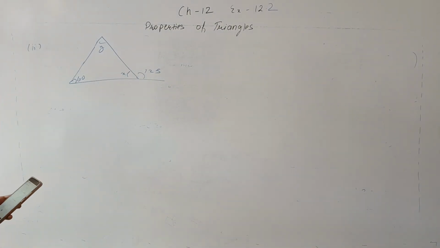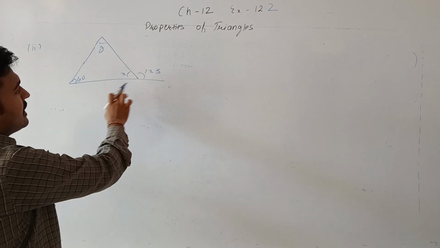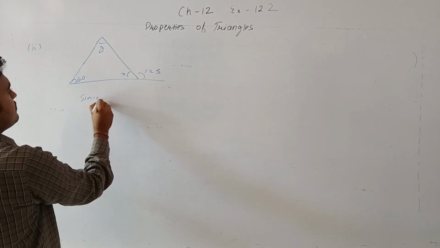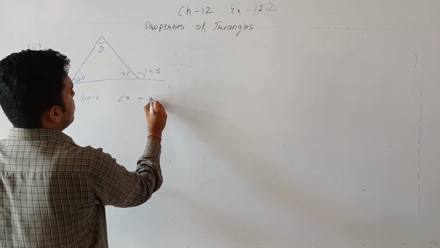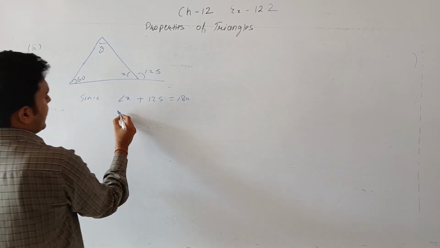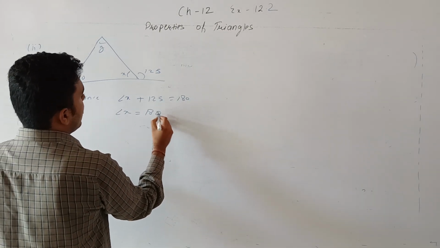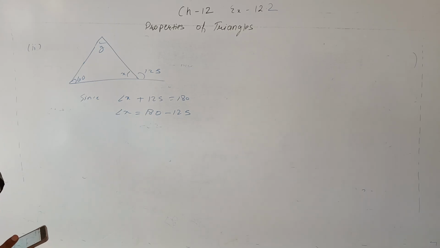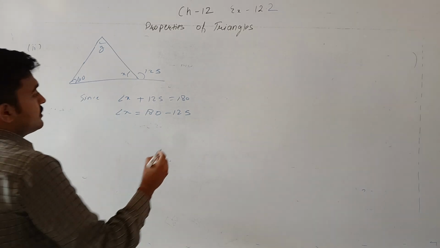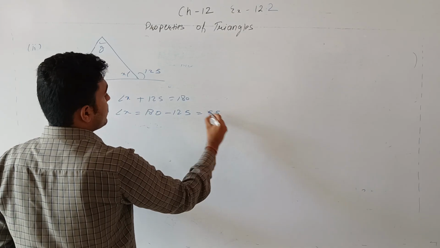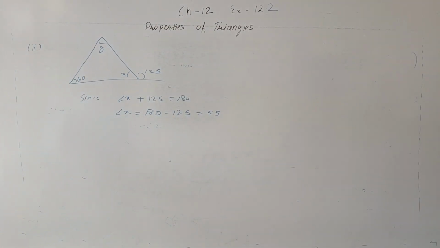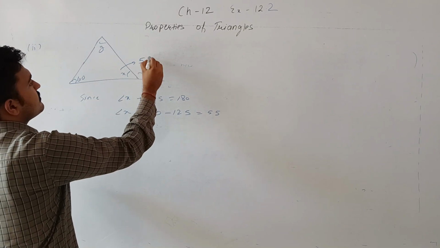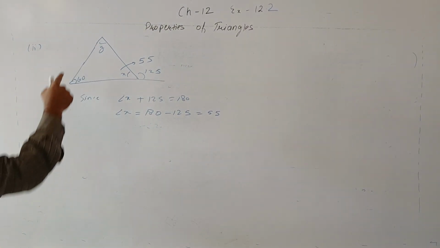So again, as we know, the total angle on a straight line is 180. Since angle x plus 125 must be equal to 180, therefore angle x must be equal to 180 minus 125, which is equal to 55. So angle x comes out to be 55, and we have to find angle y.